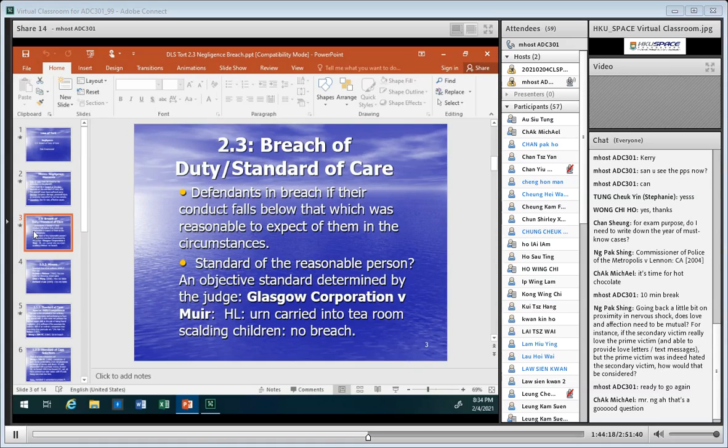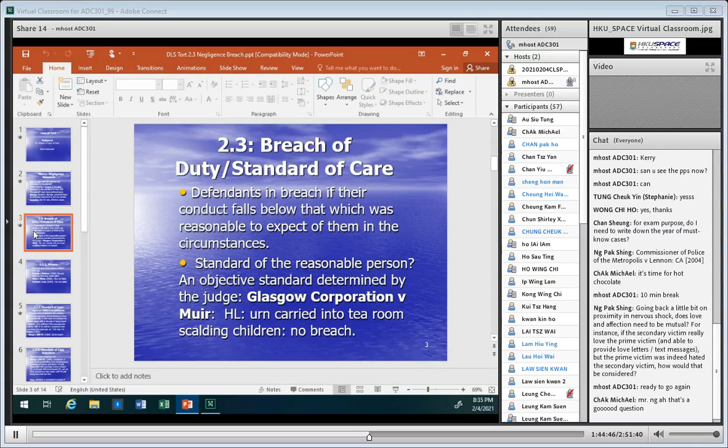So how do you know what the standard of care is? Well, the standard of care is the standard of the reasonable person. Who is this reasonable person? Well, it's the reasonable person in the place of the defendant, if you like, the standard of the reasonable defendant in the circumstances of the case. And of course, it's an objective standard.